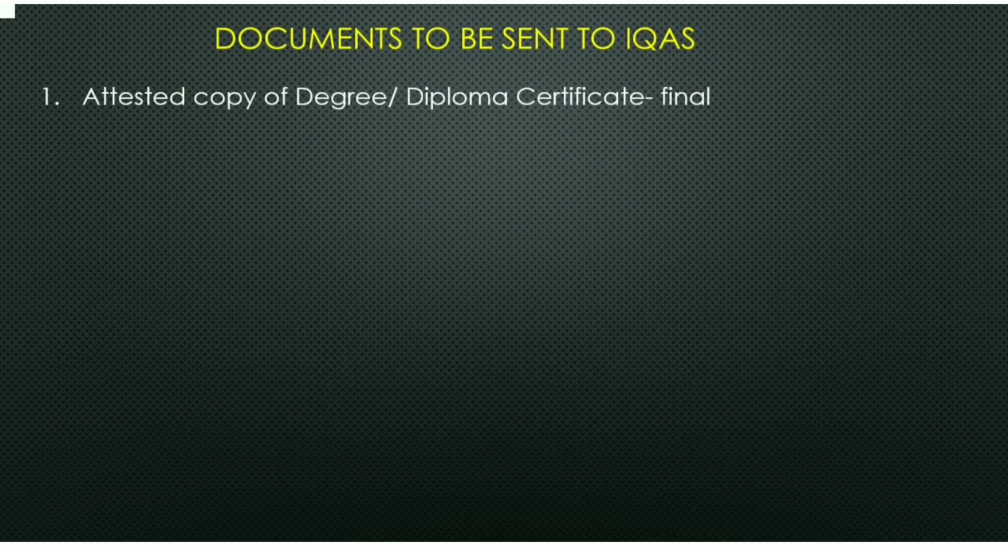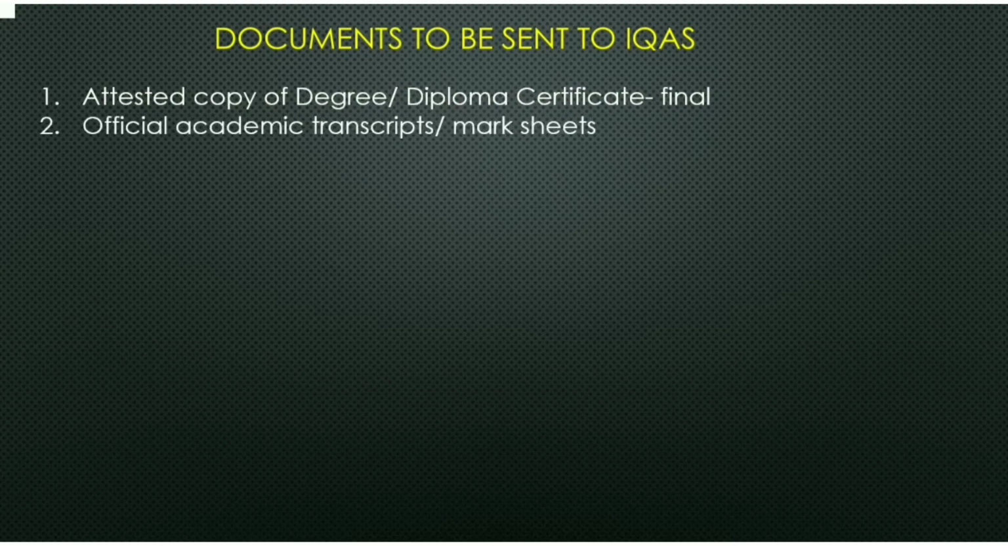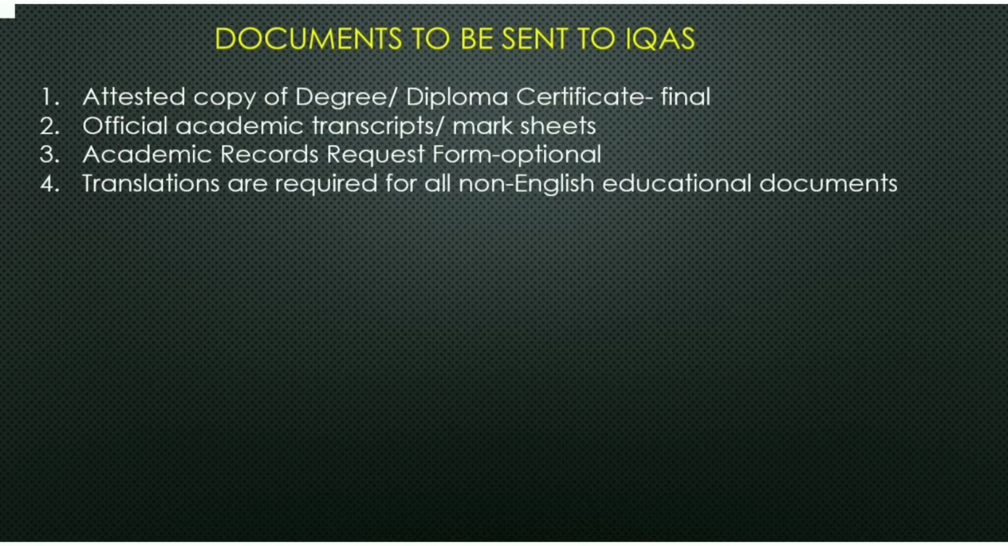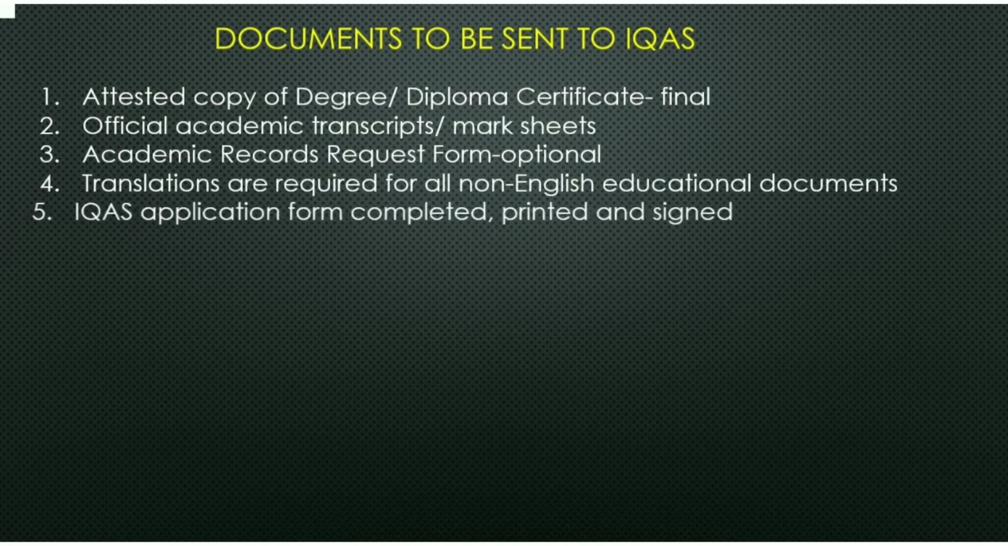The first one is the attested copy of the degree or diploma certificate. It has to be final and not provisional. The second is the official academic transcripts or mark sheets. And the third is the academic records request form, which is optional, and translations are required for all non-English educational documents.